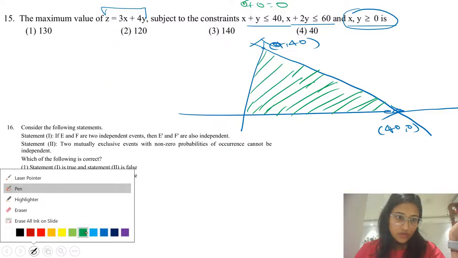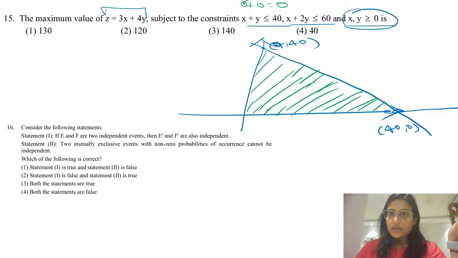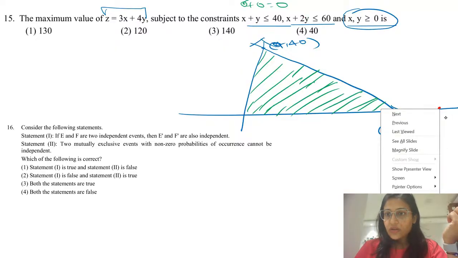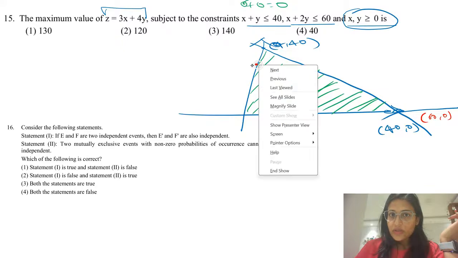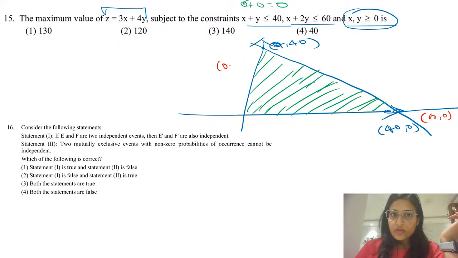If I talk about the next one, x plus 2y is less than or equal to 60. So take y as 0. When you take y as 0, x is what? 60. 60 will be here somewhere, correct? That point is (60, 0). Now take x as 0, y will be 30. This point is (0, 30), correct? Just join these 2 points.